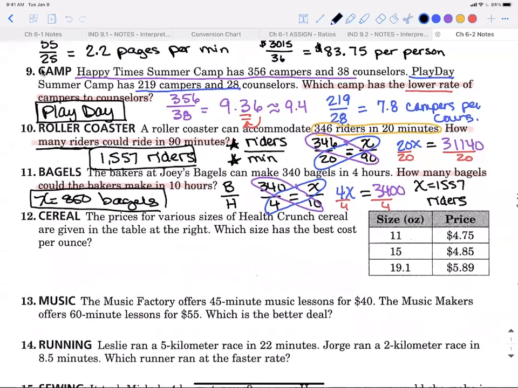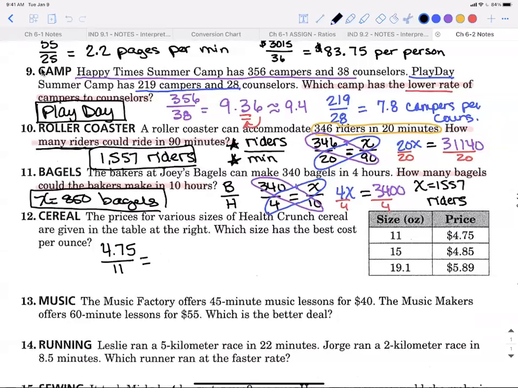All right. The price of various sizes of Health Crunch cereal are given in the table. Which size has the best cost per ounce? That tells you you're figuring unit rate. How do you figure unit rate? You take the cost, right? We did this up above. You take the cost divided by the ounces.